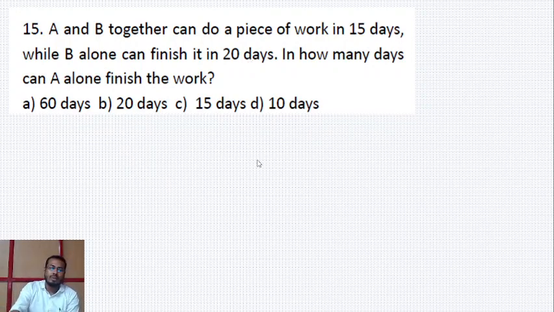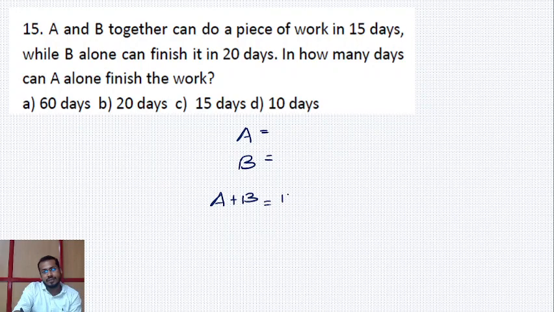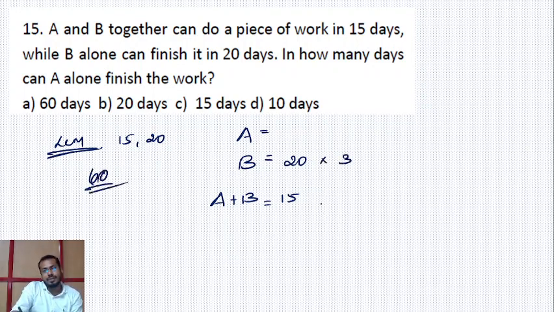So same kind. Once again, A, B, A plus B. You can do it faster, right? Same kind of question. A and B together can do a piece of work in 15 days, while B alone can complete it in 20 days. In how many days can A alone finish the work? So here I need to find LCM for 15 and 20. 60 is the LCM. Here 20, 3 times, 15, 4 times.